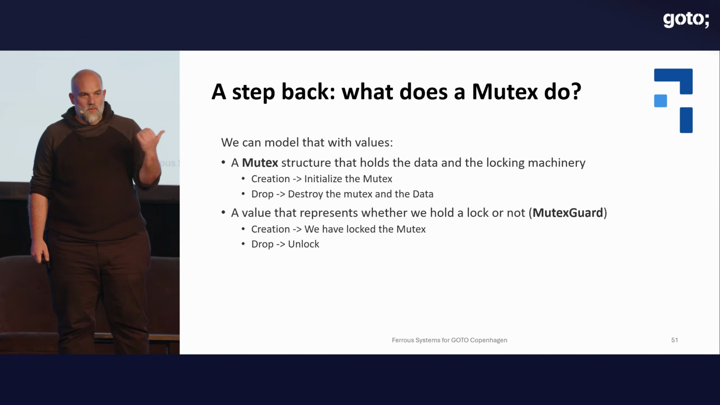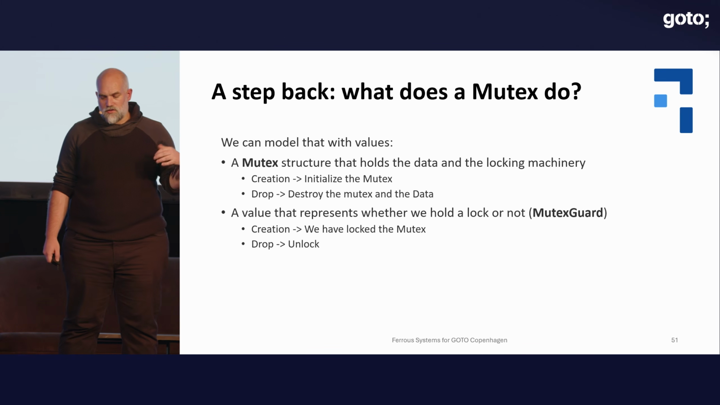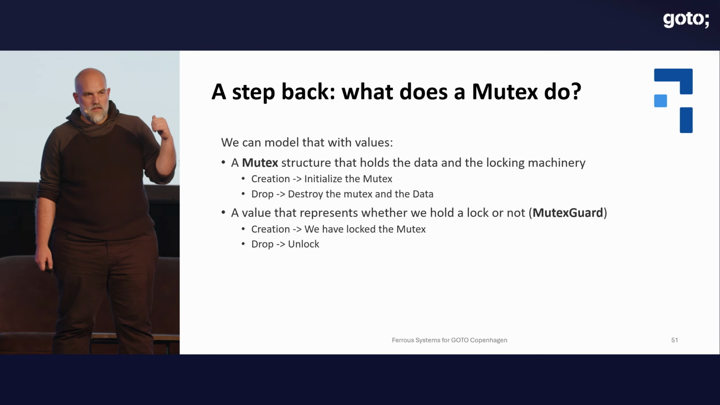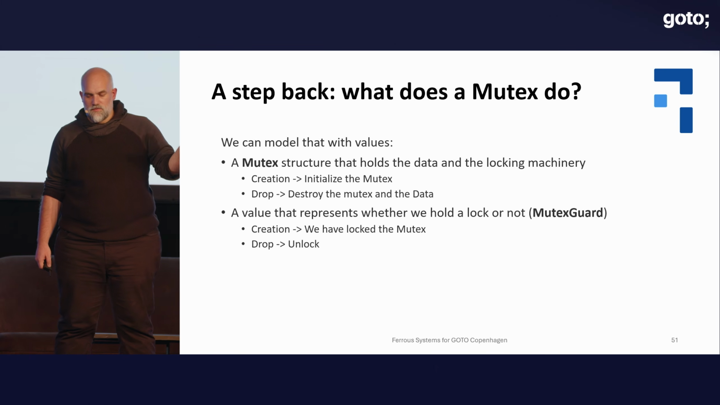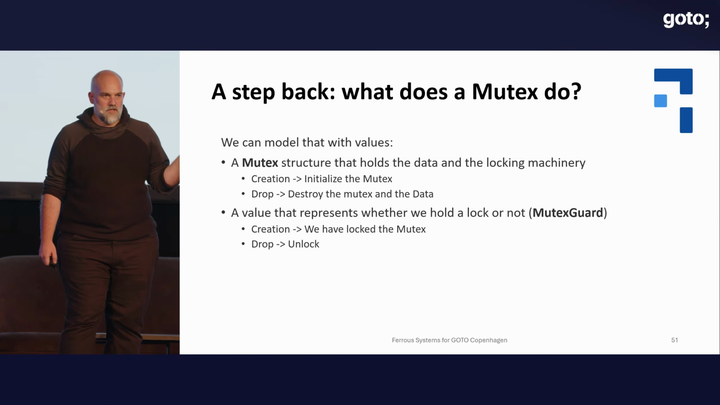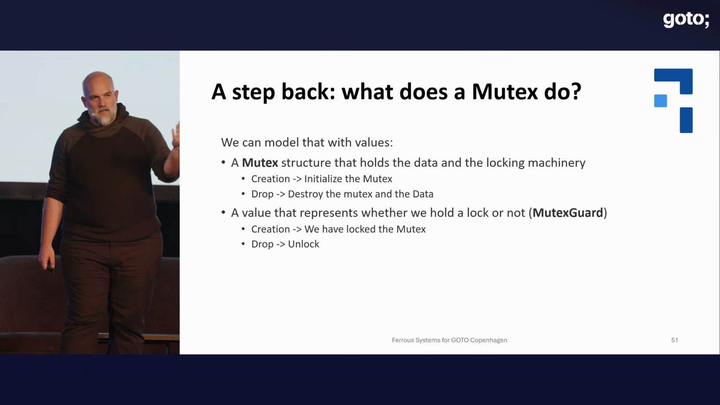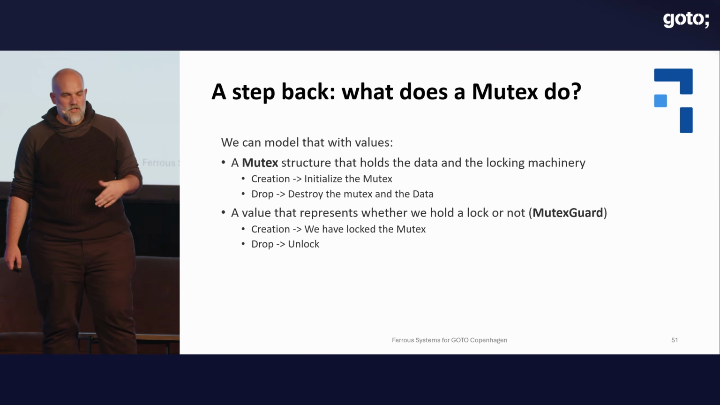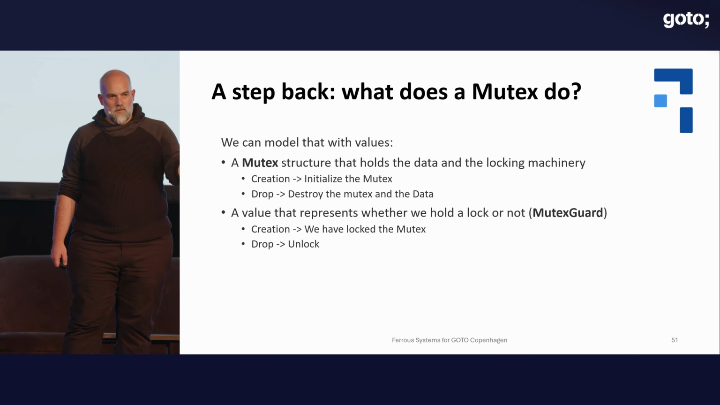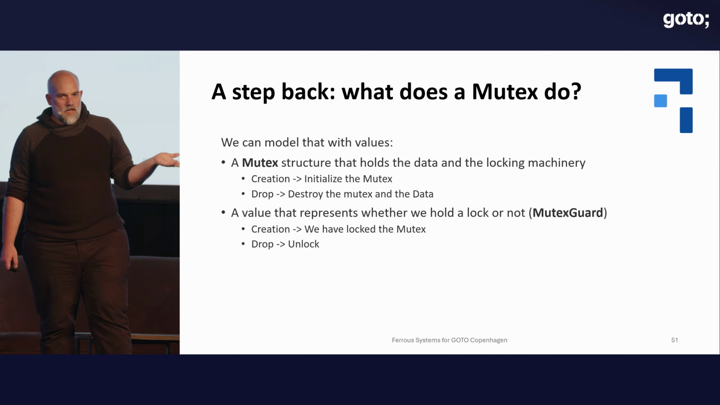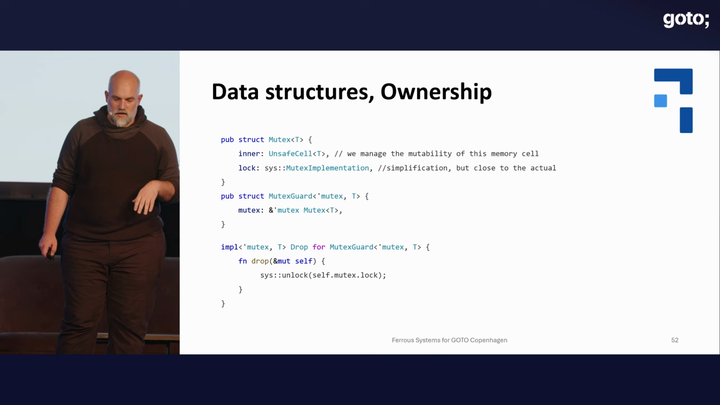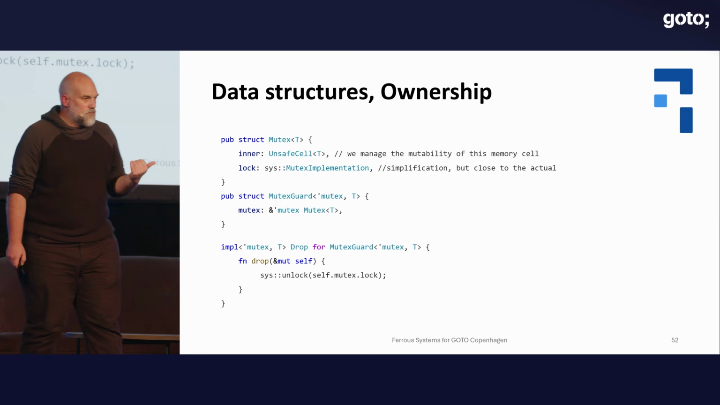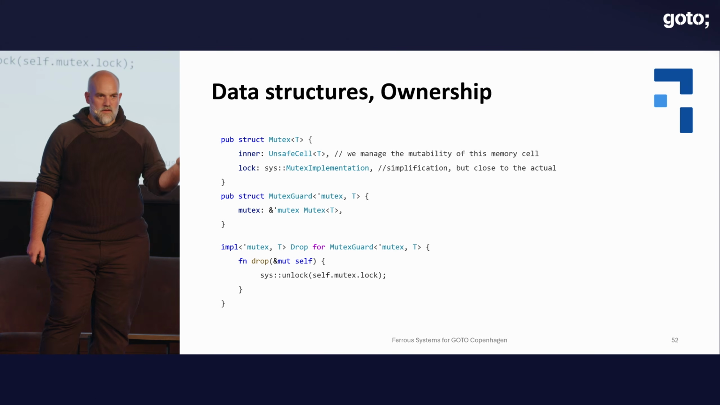So we can actually go and say a mutex structure holds the data and the locking machinery. So if we create it, we initialize the mutex. If we drop it, we destroy the mutex and the data. And then we can have a co-structure to that, again, managed through ownership. If we acquire it, we have a lock if we manage to acquire it. And if we throw it away, we'll unlock it, on the other hand. So we can just design it as I've just stated.